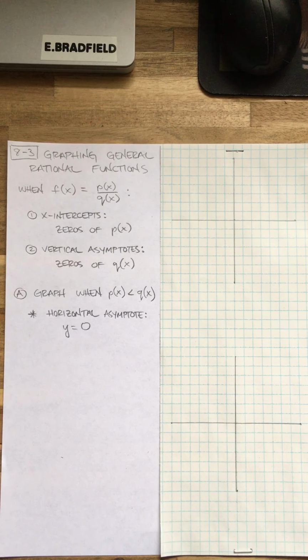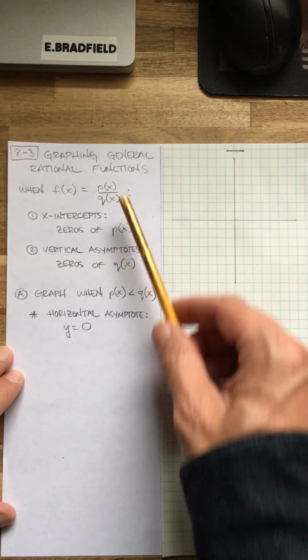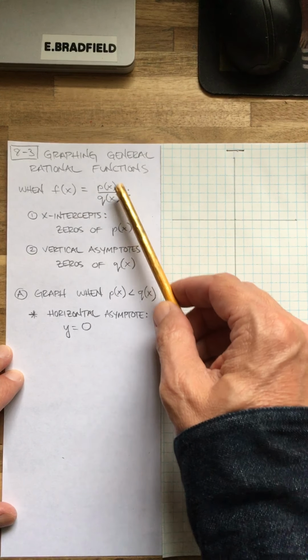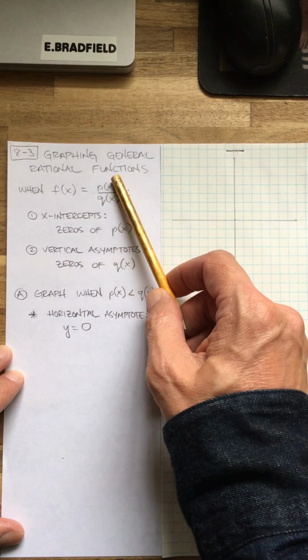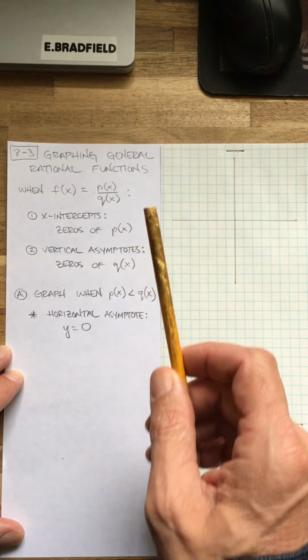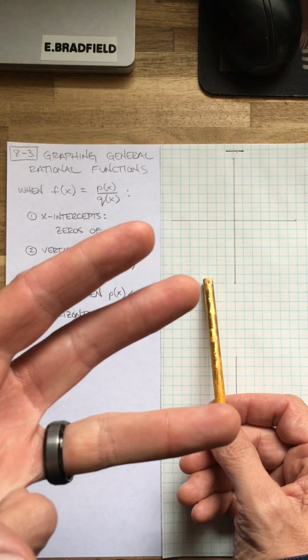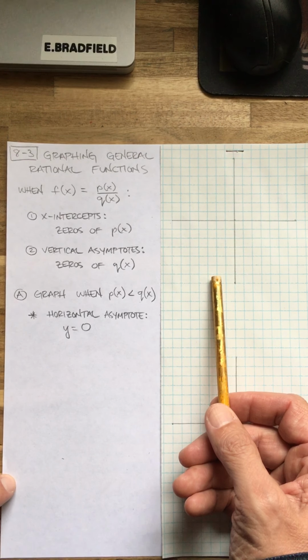Okie dokie. So for the types we're going to do today, they're all going to be fractions. They're going to be rational functions. You have something over something, so the function equals this over that. In every single case, there will be three cases today, A, B, and C.